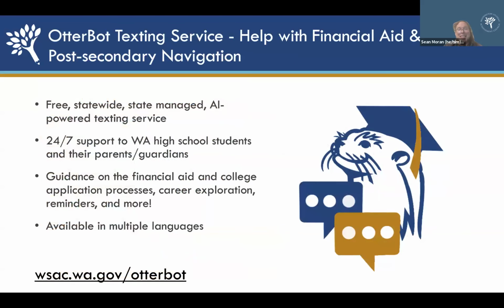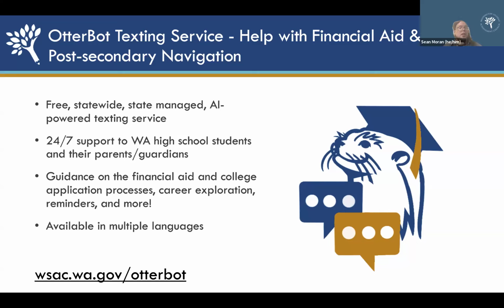Okay, next there's the Otterbot texting service. Now, this is a free statewide state-managed AI powered texting service, but that does not mean that it is true AI like ChatGPT. Instead, there's AI matching where it matches the question to an answer that has been reviewed by an expert on that, whether it's financial aid, college access, or something related to college bound. And so that is an important thing. They're not getting a variety of answers from who knows where. And so that is a crucial piece to this.